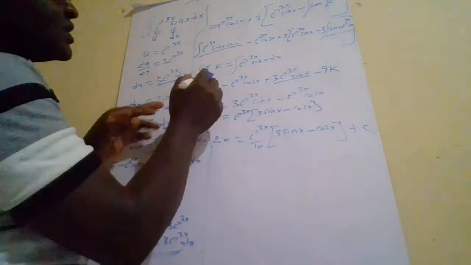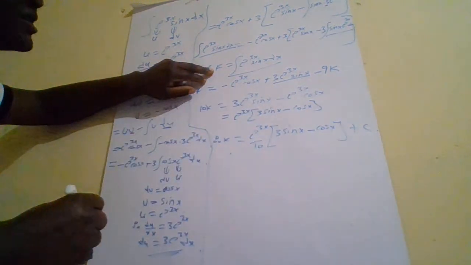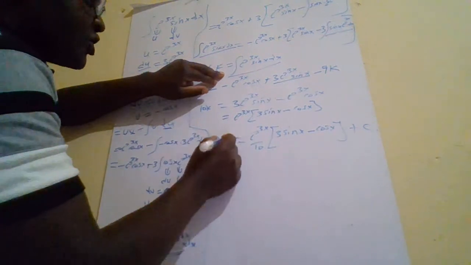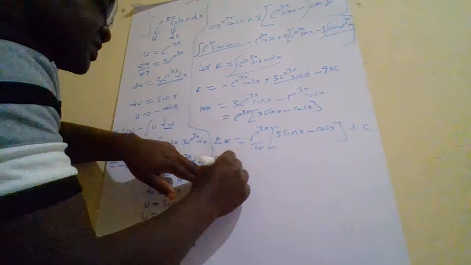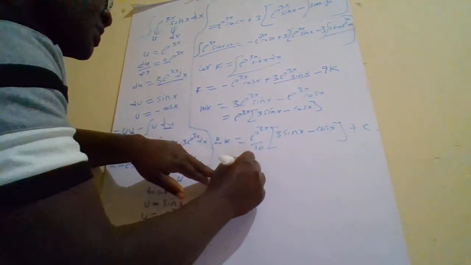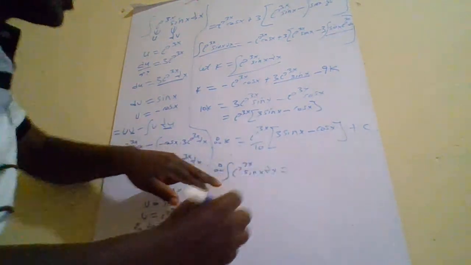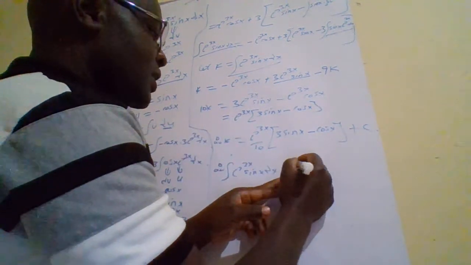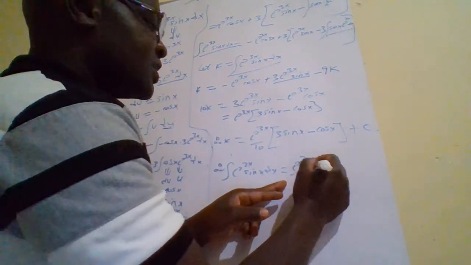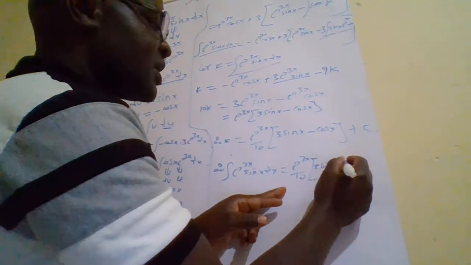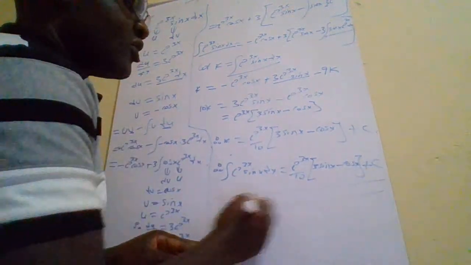Now, we said this is our k equals to this. So at this point, we replace the value of k. Because k equals the integral of that, you can answer it. Therefore, the integral of e^(3x) sin x dx equals e^(3x) all over 10 into (3 sin x minus cos x), then plus the constant of integration.